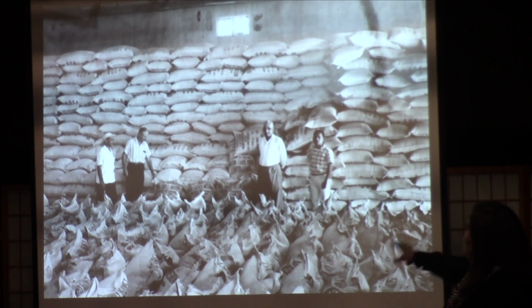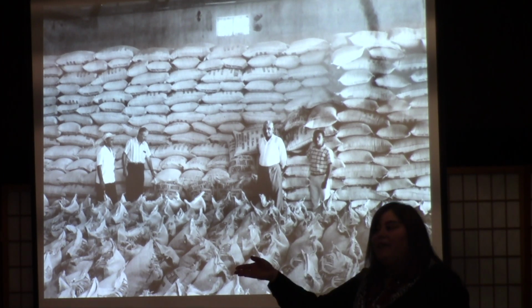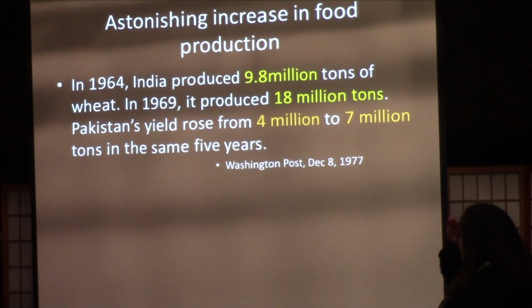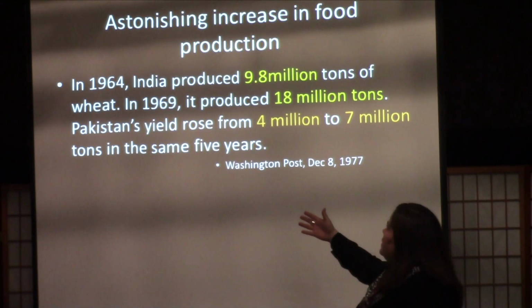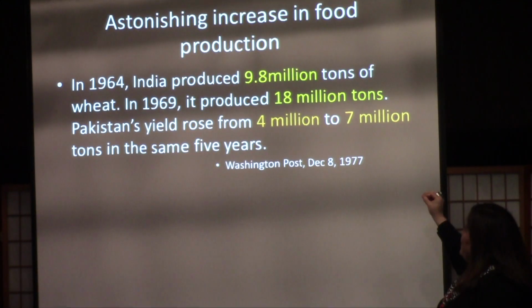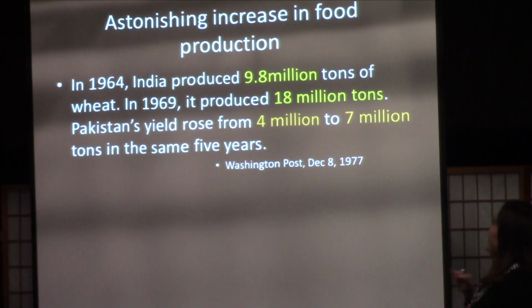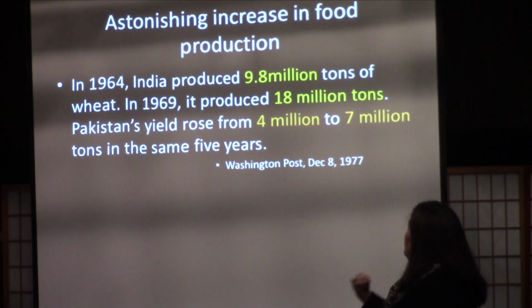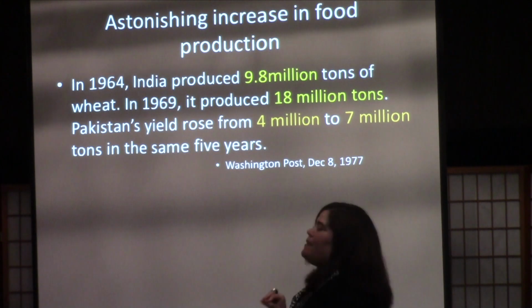Okay, so here's when they arrive, the sacks of seeds that will then be distributed. And they arrive first in Bombay, then Delhi and the Punjab, which is one of the areas where I do my research. So within a number of years, in 1964, India produced 9.8 million tons of wheat. In 1969, just 5 years later, it produced 18 million, almost double. Pakistan produced 4 million, and in those same 5 years was producing 7 million tons of wheat.